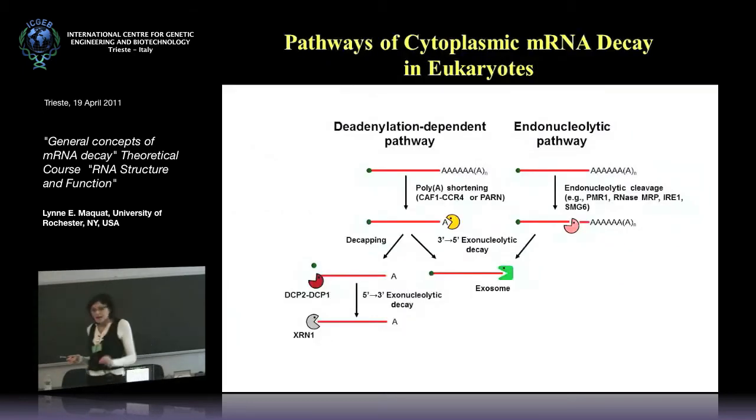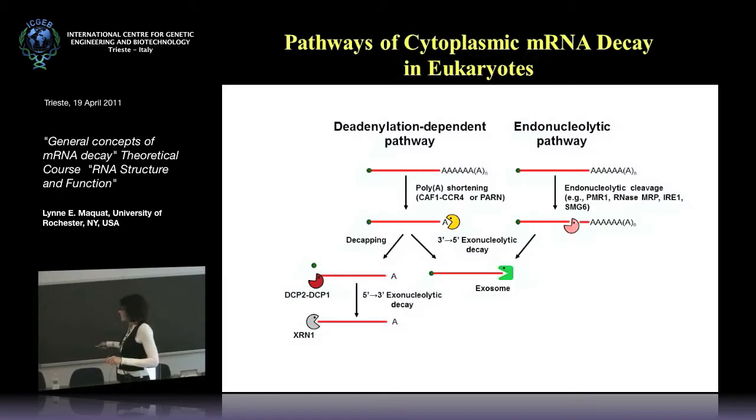There are 3 major pathways of mRNA decay in mammalian cells and in eukaryotes in general. Two are dependent upon deadenylation as the first step. So the poly A tail during the deadenylation process is shortened to an oligo A form. Here are two examples of deadenylases. We'll talk about them in more detail in a moment. Once an oligo A form is created, there are two options.